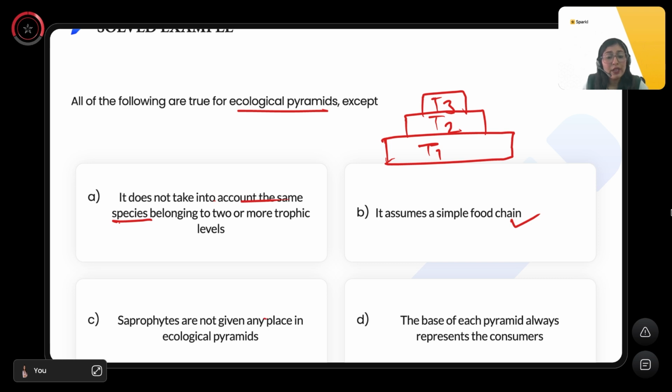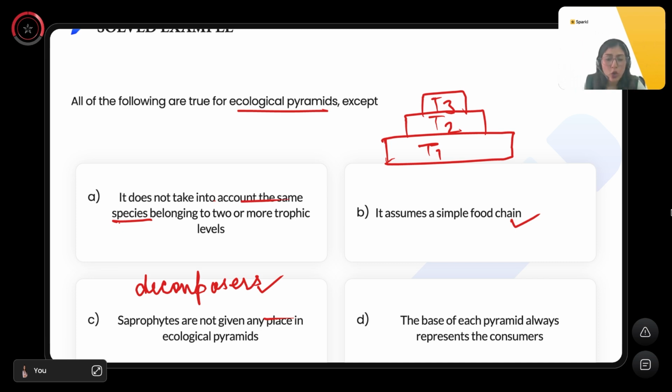Saprophytes are not given any place in ecological pyramid. Yes, that is also true. Saprophytes or decomposers, they are completely excluded from ecological pyramids.